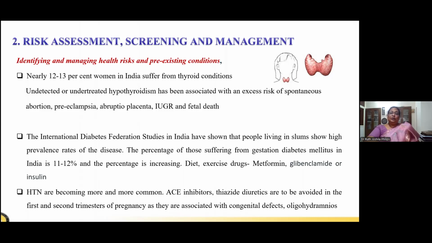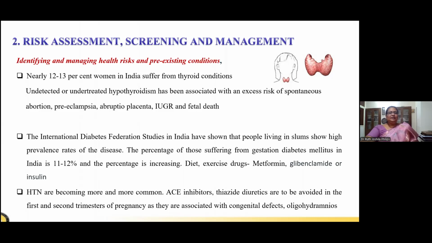Earlier, only insulin used to be used to control it, if at all drugs were needed, but now metformin and glibenclamide also are being put to use. But the usage of these oral hypoglycemics is avoided in the first trimester because it can lead to some congenital defects in the baby.